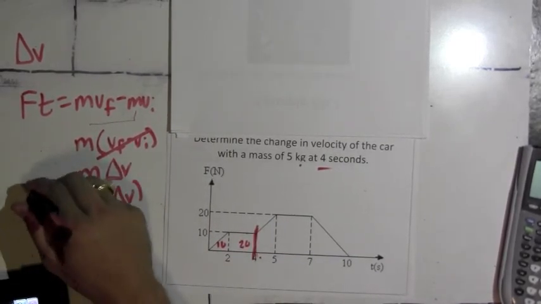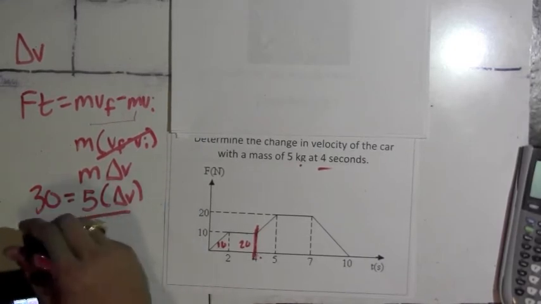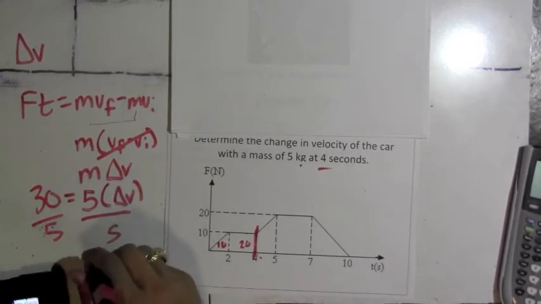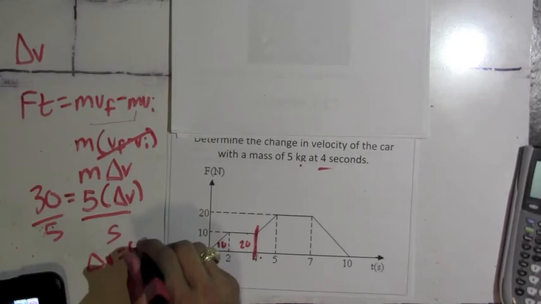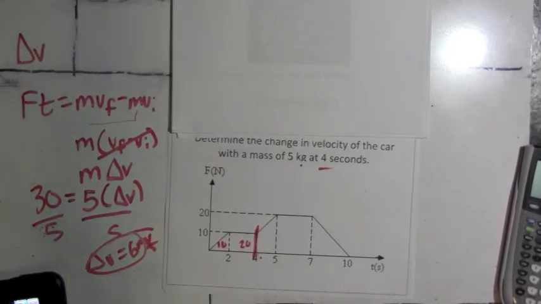So now we have 30 on one side, we have 5 delta V on the other, divide both sides by 5, you get delta V is equal to 6 meters per second. So as a result of this force for this amount of time, the car will actually change its velocity by 6 meters per second.